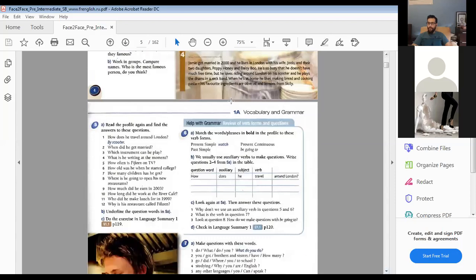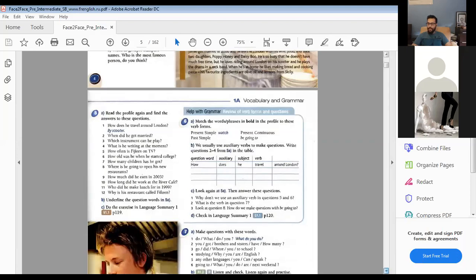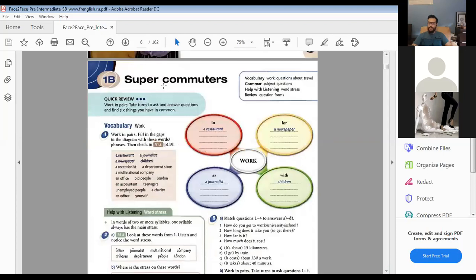We also had in the first lesson a revision of some of the important grammatical structures and rules we used in the previous courses, especially in elementary A and B. So we had a little revision of present simple, past simple, present continuous, going to. So we had a revision of all of this. And then the last thing we talked about in the second lesson was supercommuters.